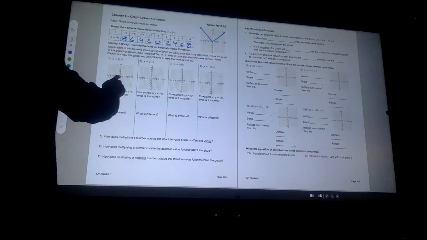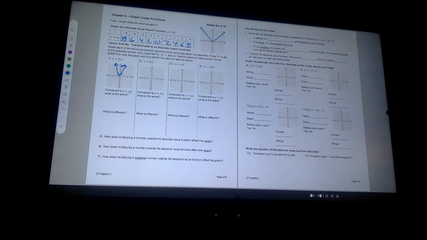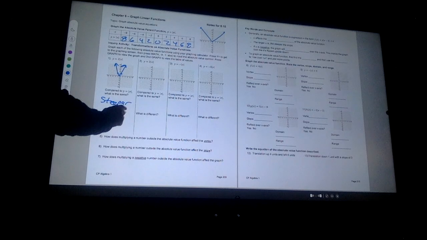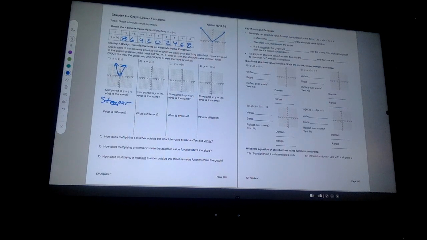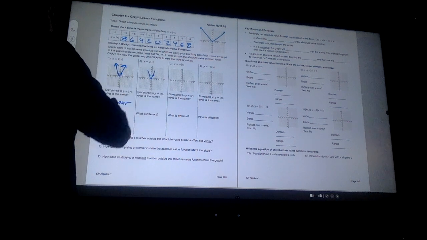So I'm still going to go to 0, 0, but I'm not going to go up 1, right 1. I'm going to go up 2, right 1, left 1, up 2. So it's steeper. Okay, it still opens up, but it's steeper. If I do a 3, I'm still going to be at 0, 0, up 3, right 1, left 1, up 3. So this is real steep.